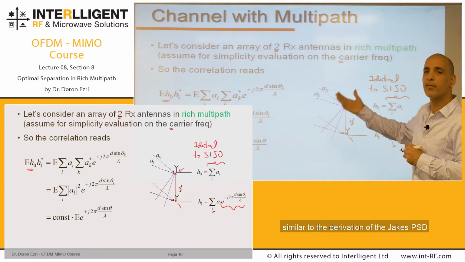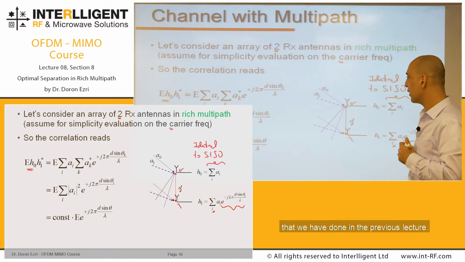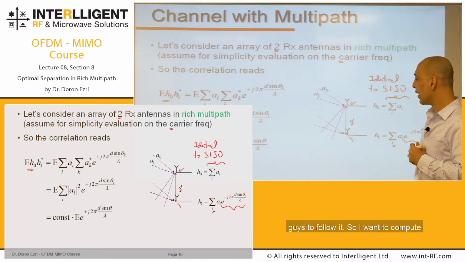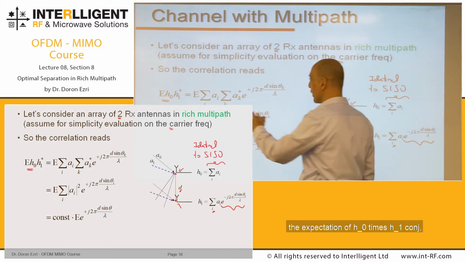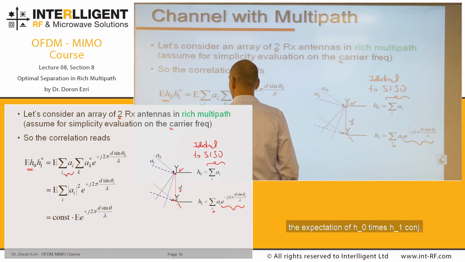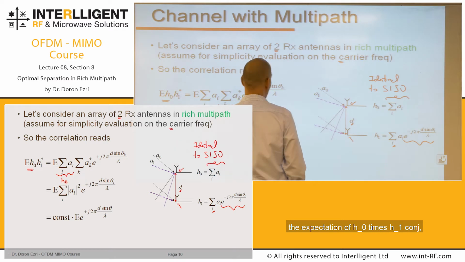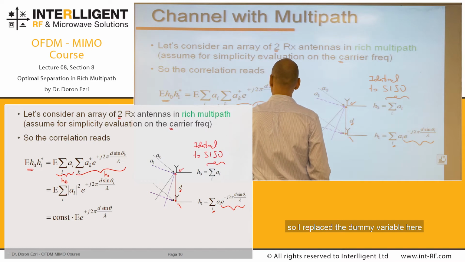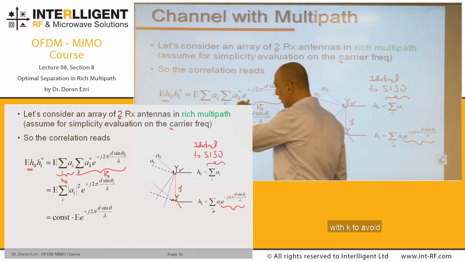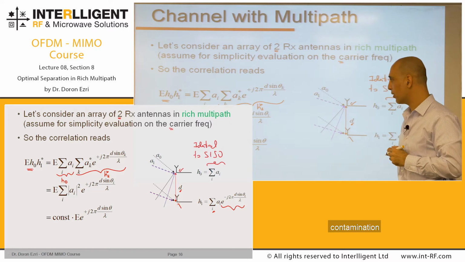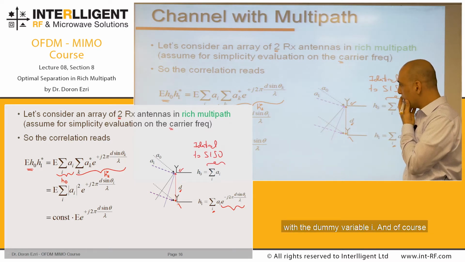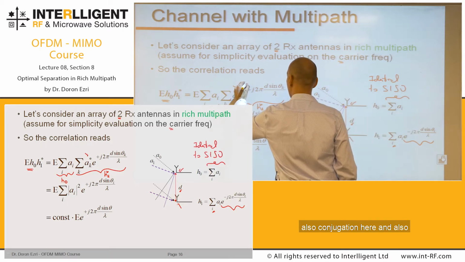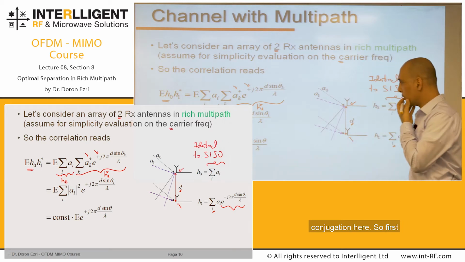This derivation is very similar to the derivation of the Jakes PSD that I did in the previous lecture, so I think it will be quite easy for you to follow. So I want to compute the expectation of H0 times H1 conjugate. I replaced the dummy variable here with a k to avoid contamination with the dummy variable i, and of course also conjugation here and here.